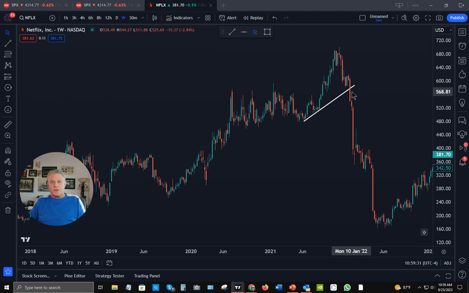And then you can also reverse and buy some puts or get short if it's a trend line break after something that's really frothy and had a 3 or 5 year move like Netflix did a few years ago. All right, so there's some of the applications.